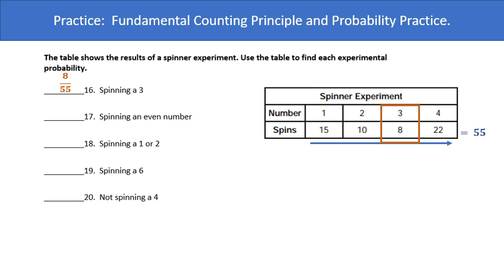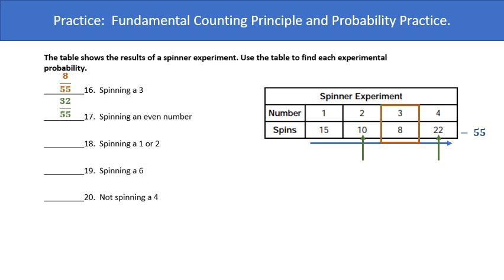Look at 17. What's the probability of spinning an even number? So look at your numbers. Which ones are even? 2 is even and 4 is even. How many times did you spin a 2 or a 4? 10 plus 22 is 32 over 55. I still spun a total of 55 times. Done and done. Ask yourself if you can simplify that. Hint: you can't. So you're good.